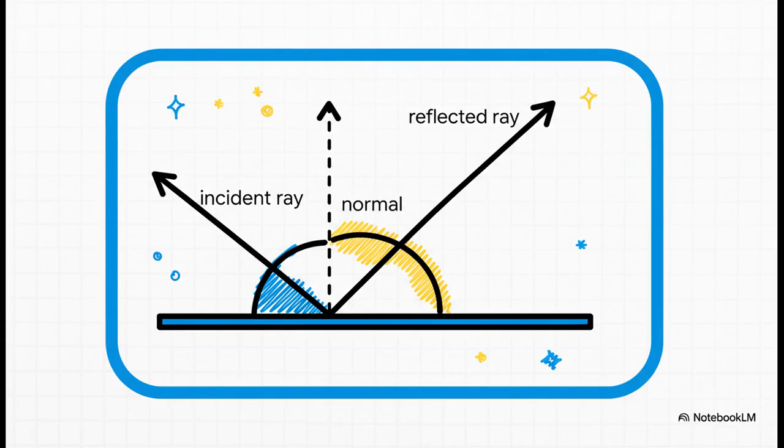It turns out the path of least time always happens when the angle the light comes in at is exactly equal to the angle it bounces off at. The angle of incidence equals the angle of reflection. This isn't just some rule someone made up, it's a direct result of light being incredibly efficient.